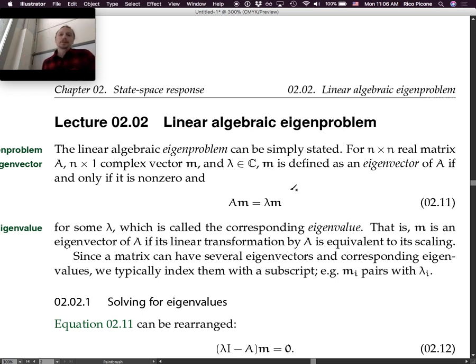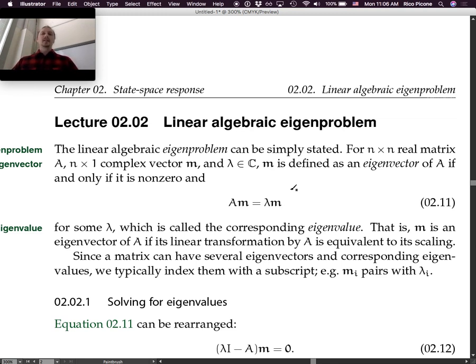So that's really it. I mean, I should just drop the mic and we should go. And that's the end of the lecture. But I'll expand on that a little bit. That's the whole thing, though. That's the eigenproblem.